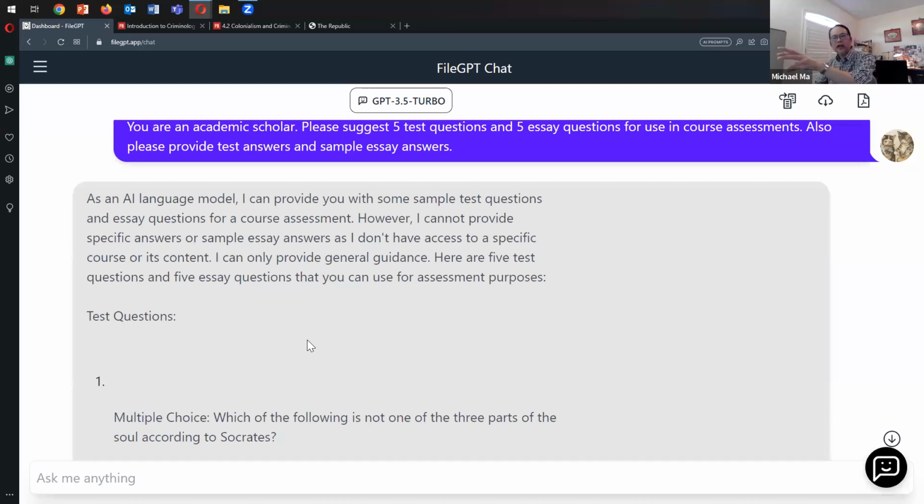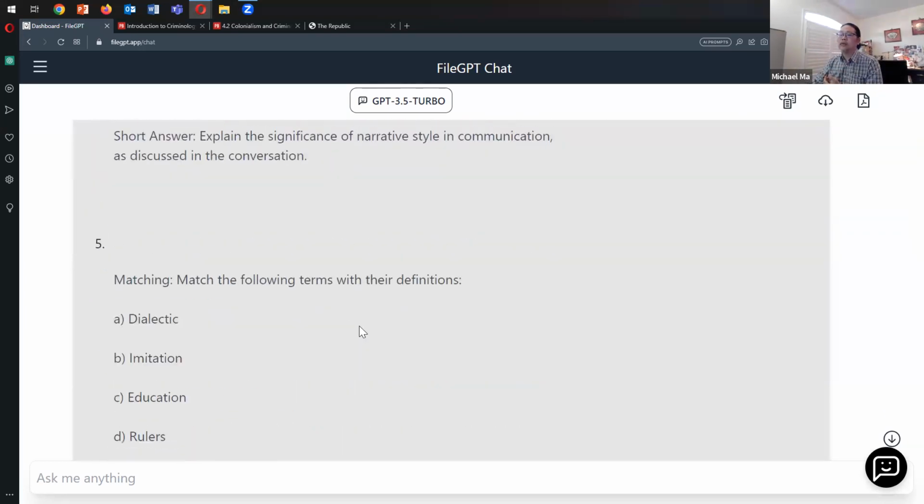But in the way that I've prompted the question, it doesn't understand my question. And it just says, I don't have access to specific course content. And that's not really what I'm talking about. I'm actually just talking about the content that it does have access to, which is the 5 chapters.